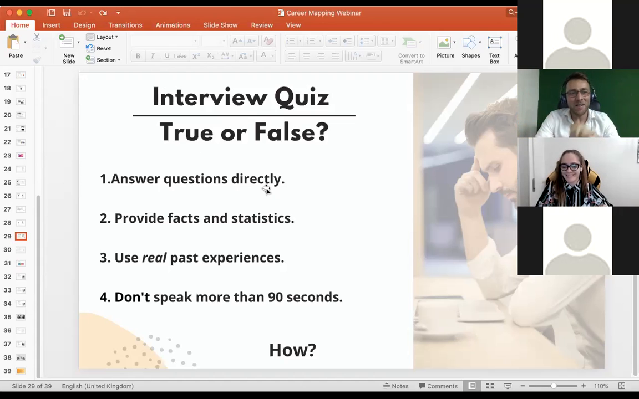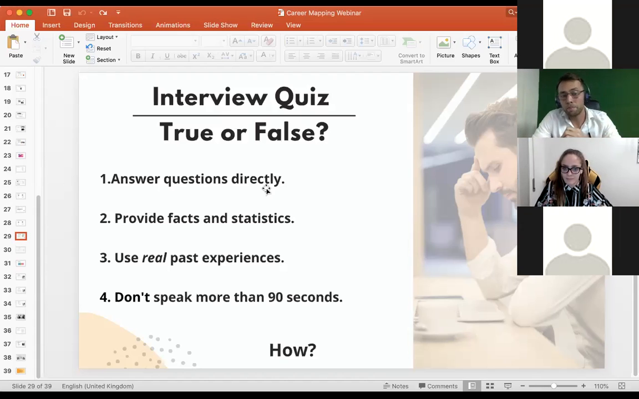Okay. So answer directly. Facts and statistics depend on your industry, but facts and statistics always demonstrate preparation. If I told you that 90% of English speakers are in higher paid jobs, that gives me more influence than just saying English speakers earn more money. Yeah. Facts and statistics are a lot more powerful in communicating.